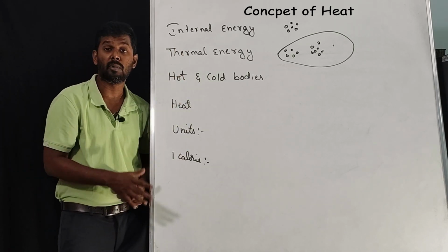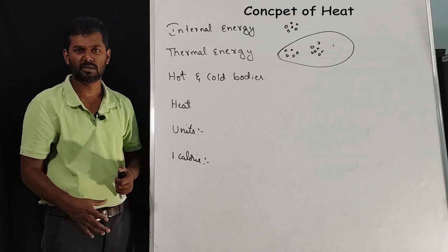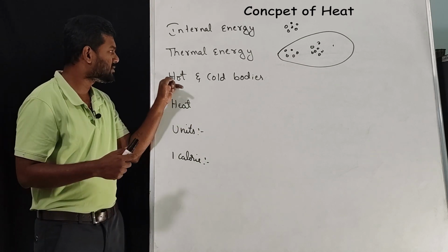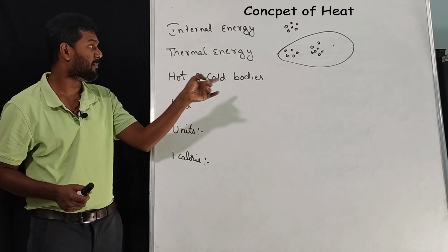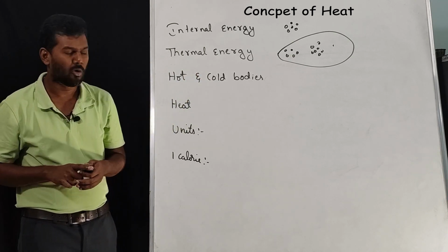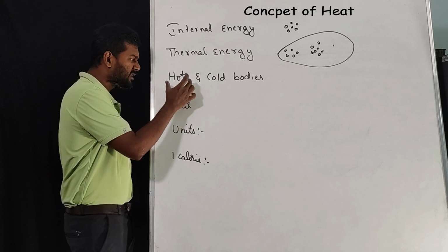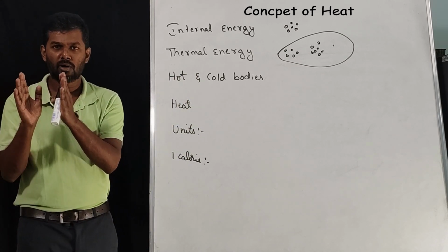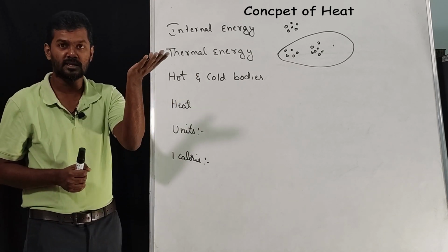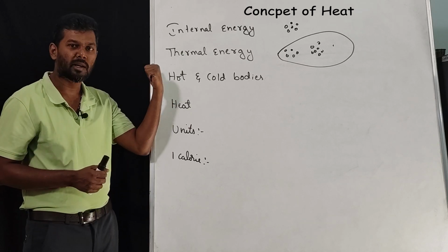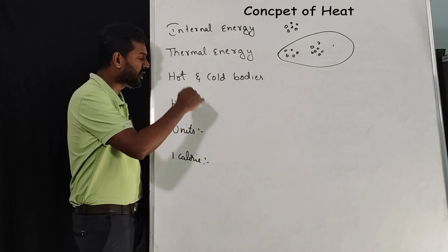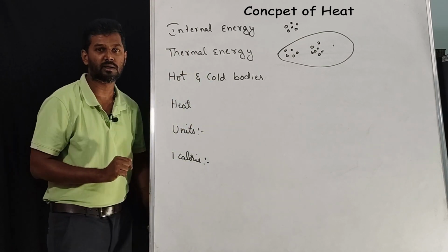Now we'll talk about hot and cold bodies. These are very important because these are completely basics. You need to know all these things. Hot bodies have high internal energy compared to the cold bodies. Listen, whenever a hot body is kept in contact with a cold body, the internal energy of the cold body increases, but at the same time the internal energy of the hot body will decrease. That shows there is some energy flowing from hot body to cold body.